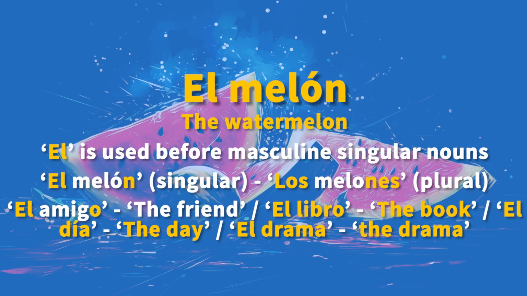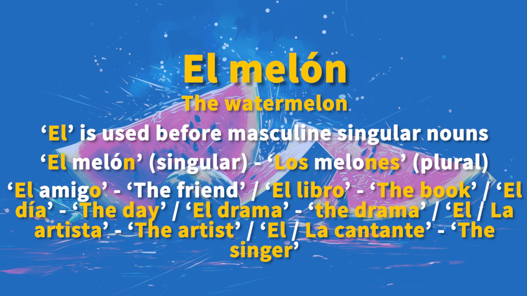Unlike melón, most masculine nouns end in an O, like el amigo, the friend, or el libro, the book. Some masculine nouns can also end in A or MA, like el día, the day, or el drama, the drama. Fun fact, nouns that end in ista or ente can be either masculine or feminine. It depends whether they're referring to a male or a female, like el artista or la artista, for the artist, and el cantante or la cantante for the singer.